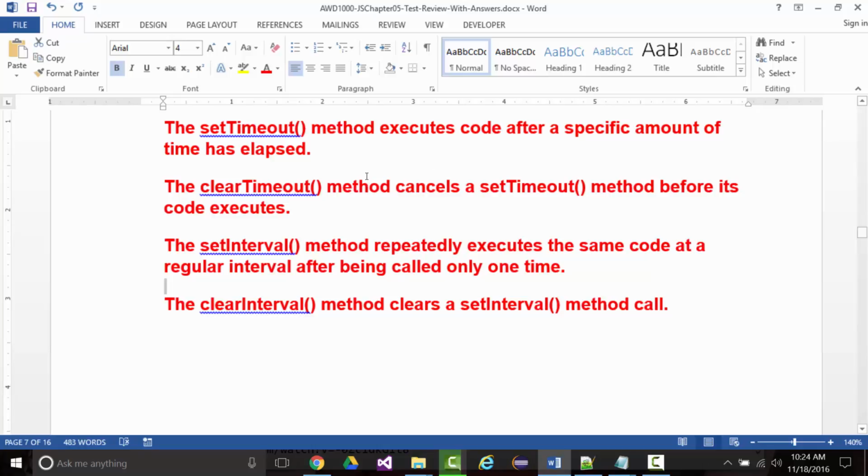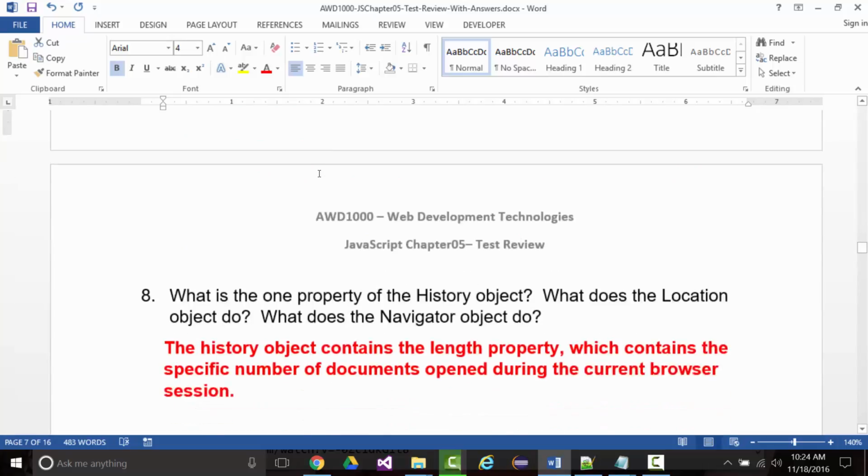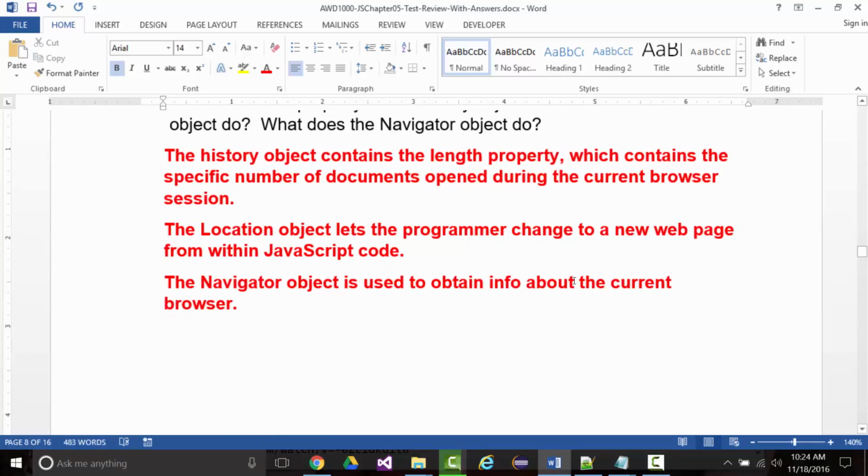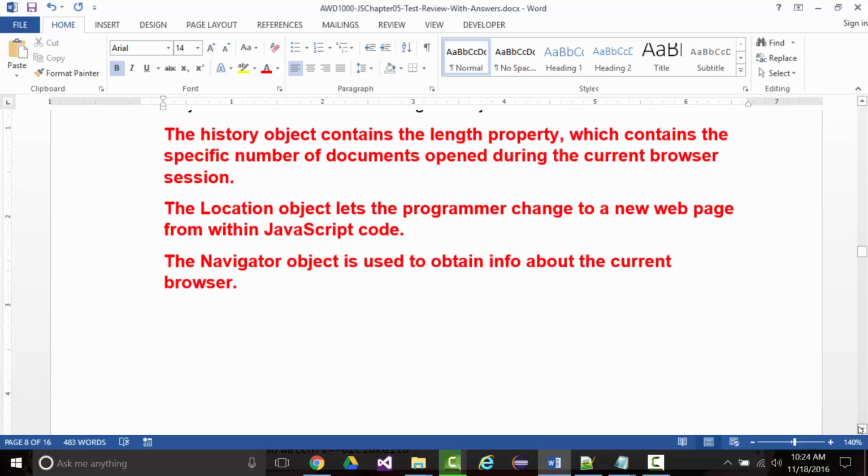Okay. Another kind of long one, I guess. This is what we had at the end of the chapter. So again, what does the history object do? What does the location object do? And what does the navigator object do?